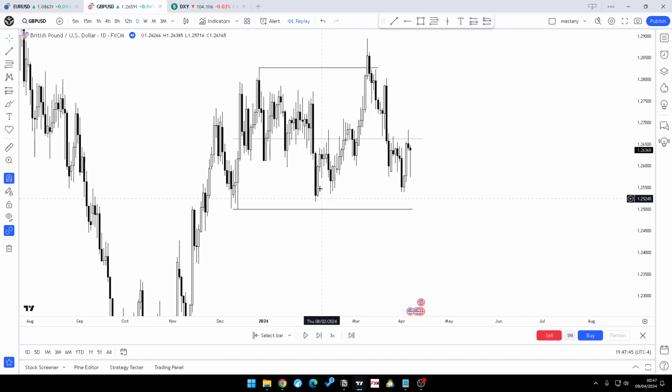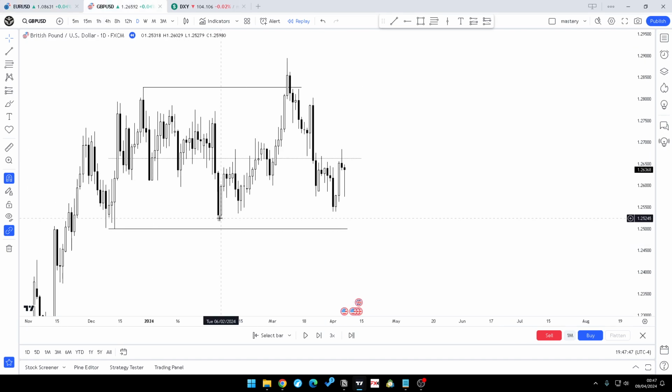Same thing on GBP, where the Q1 low wasn't reached too, so we can see divergence on this aspect.